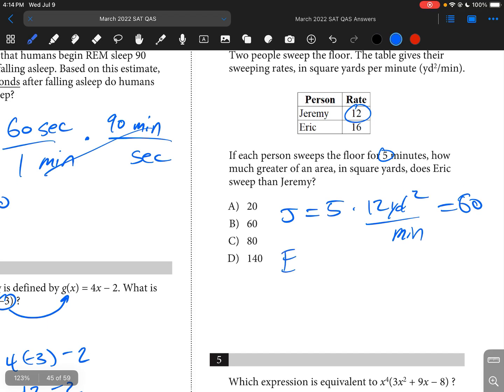And Eric, you do the same thing. For 5 minutes, he does 16 yards squared per minute. And so you plug that into your calculator, and you'll get 80. And so 80 is bigger than 60. 80 minus 60 is the difference. It gives you 20.